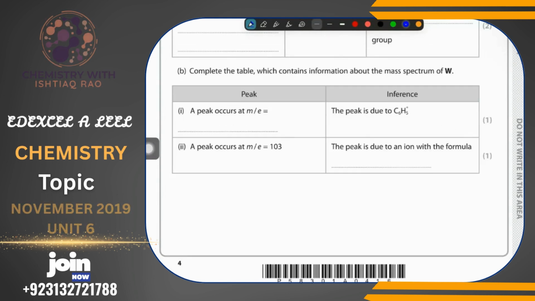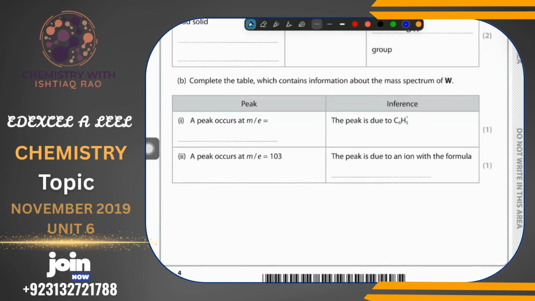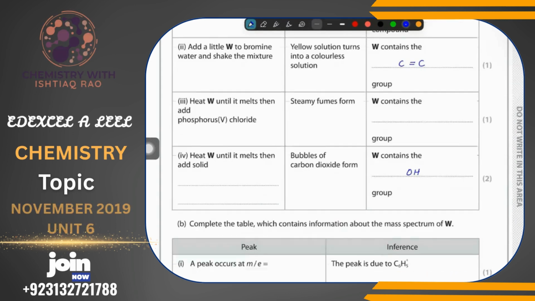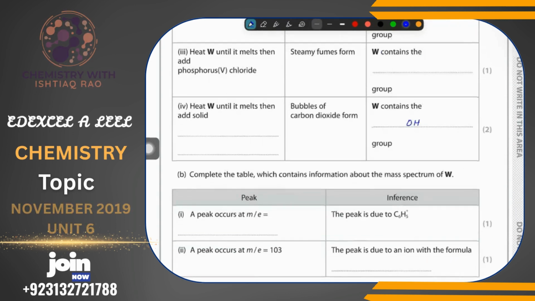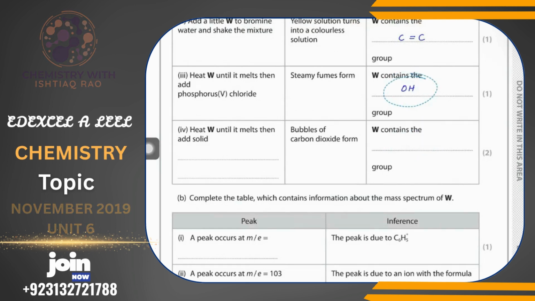And then complete the table which contains information about the mass spectrum of W. A peak occurs at a mass to charge ratio that is due to this one. Wait, we missed the last one. Which one? Heat W until it melts.